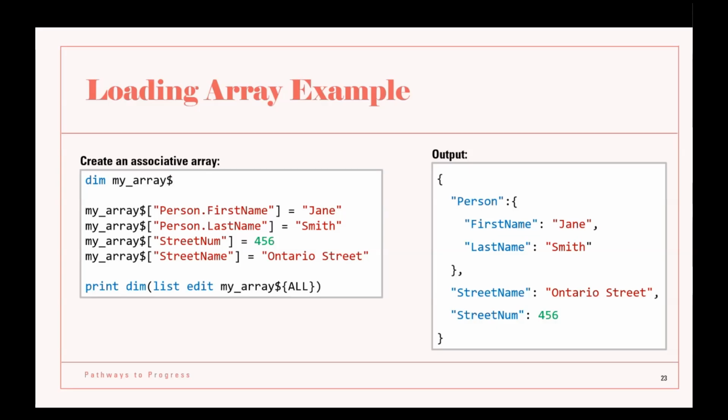First, we'll go over loading an associative array. So here we make an associative array with some key value pairs. We have my_array$ with a person subobject, a street name, and a street number. We then use print dim list edit to output our data to the console here on the right.